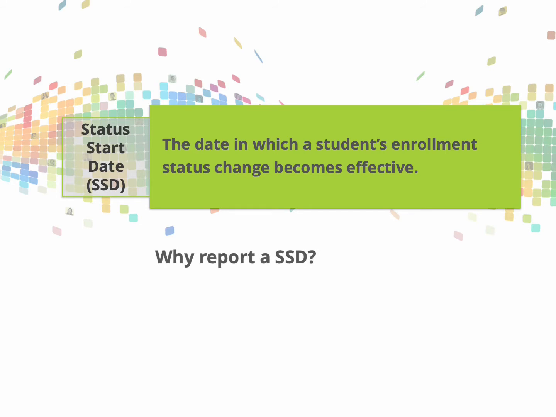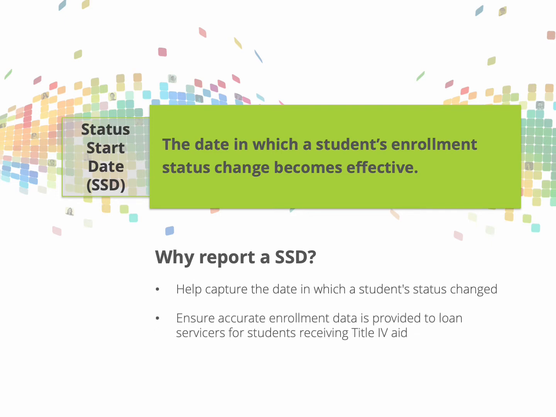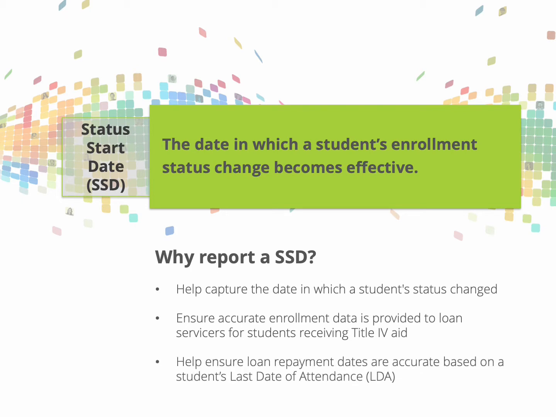Why report a status start date? To help capture the date in which a student's status changed. To help ensure accurate enrollment data is provided to loan servicers for students receiving Title IV aid, and to help ensure loan repayment dates are accurate based on a student's last date of attendance.